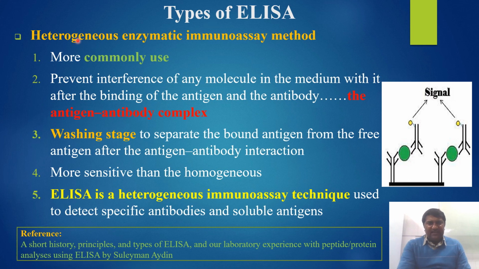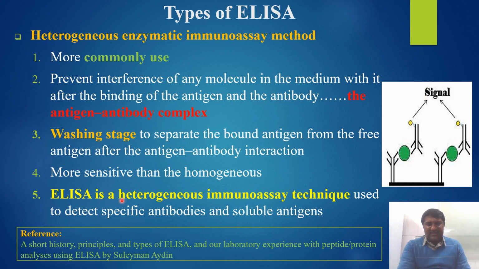The second category is the heterogeneous enzymatic immunoassay method. It is more commonly used and prevents interference from any molecule in the medium after the binding of the antigen and antibody, which makes the antigen antibody complex. In this method, the washing stage is very important. It is used to separate the bound antigen from the free antigen after the antigen antibody interaction. It is more sensitive than the homogeneous ELISA.